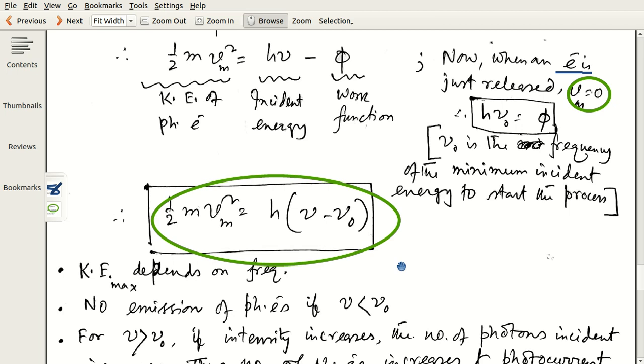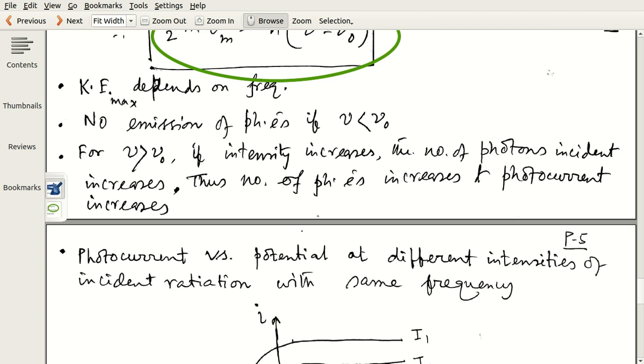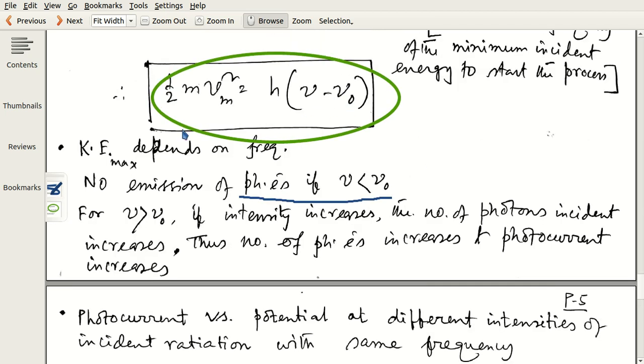and it shows that the maximum value of kinetic energy depends on the frequency. It also shows that no emission of photoelectron is possible if nu is less than nu 0. If nu is less than nu 0, then there will be a negative kinetic energy, which is meaningless. That means there will be no emission. Emission is possible only when nu is equal to nu 0 or greater, which relates to the work function. And if you now increase nu, when nu is greater than nu 0, photoelectrons are emitted.